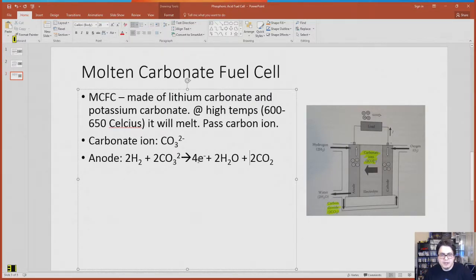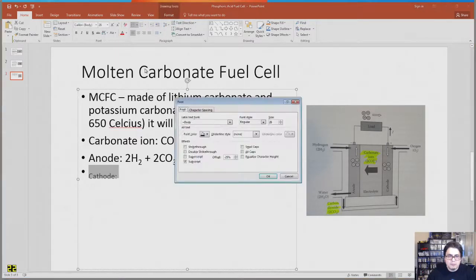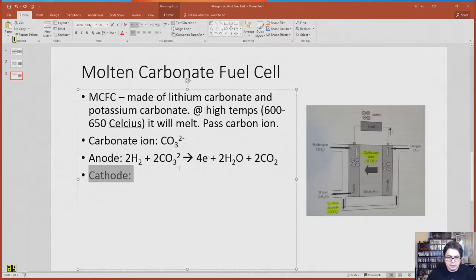So you can see for this equation, let's get some spaces in here to make it look neater. Here we've got 2 hydrogen and the carbonate ions combine at the anode and get 4 electrons, 2 water molecules, and 2 carbon dioxide molecules, right? So that is for the anode side. Then let's see what happens on the cathode side, right? On the cathode side here, let's undo this subscript stuff. Here we're going to have oxygen come in.